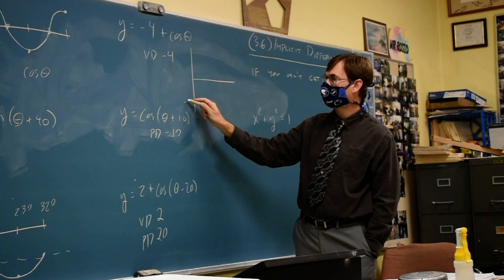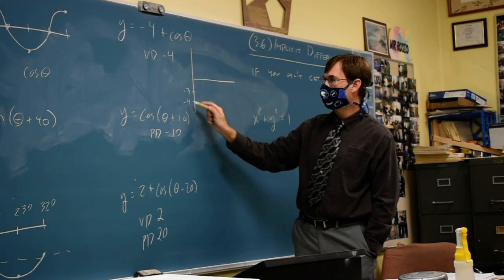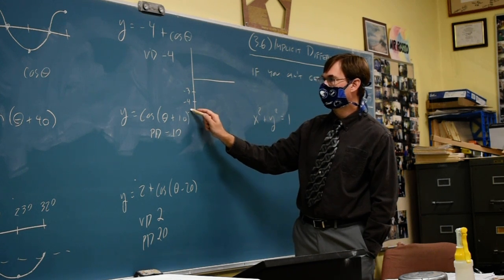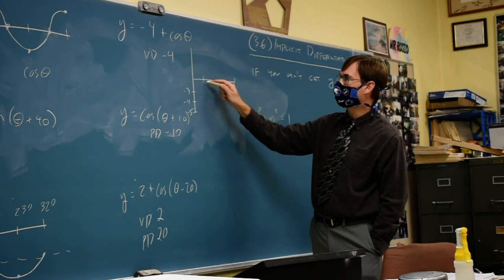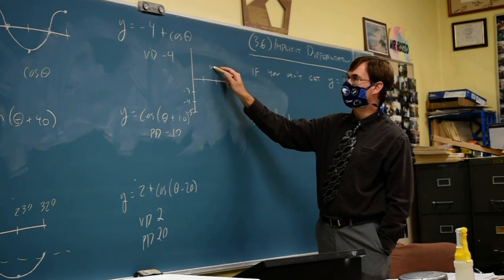Down 4, which makes our top point -3, our bottom point -5. Our numbers for this part of the world are the usuals.